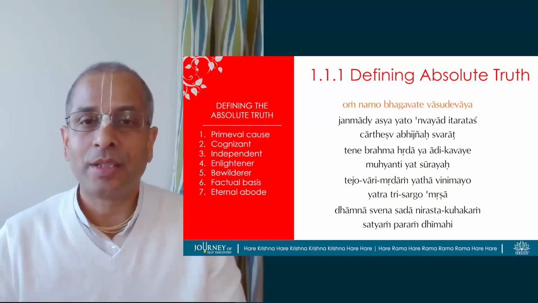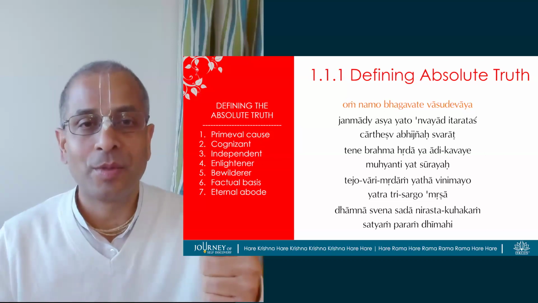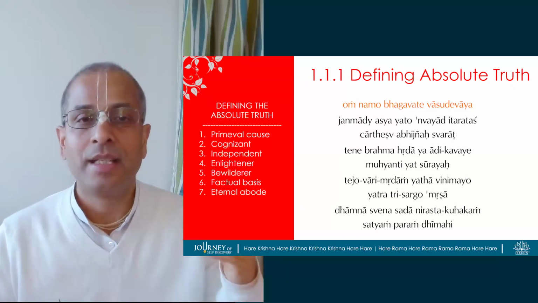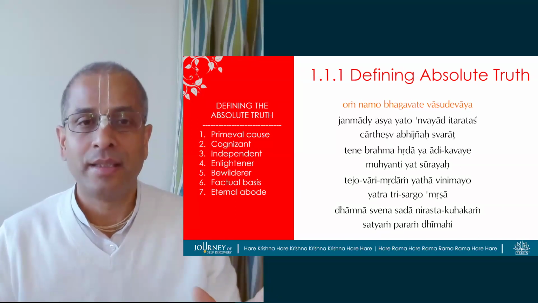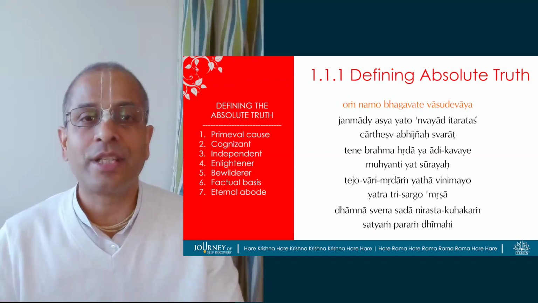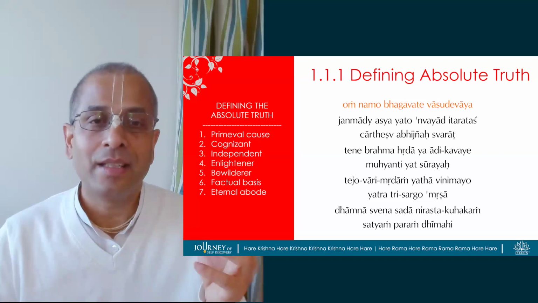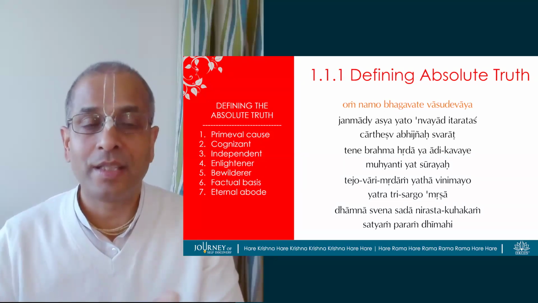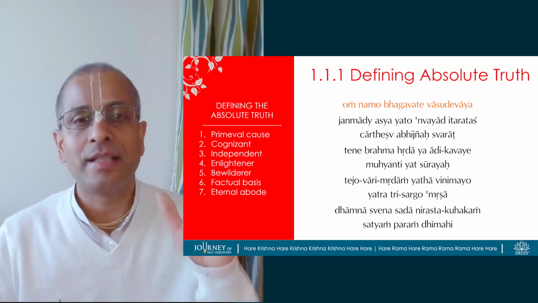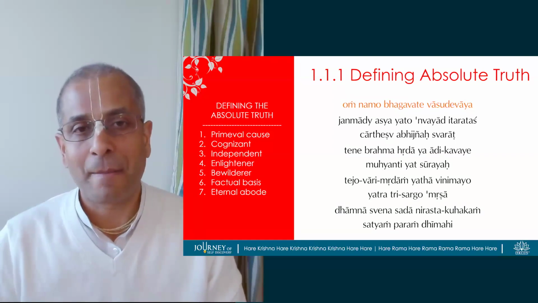So what all did we see about the absolute truth? First of all, Krishna is the absolute truth. Om Namo Bhagavate Vasudevaya. Then we talked about the seven other characteristics: he is the cause of all causes. He is cognizant of everything that is happening here. He is independent, completely a Swarat. Then he is the enlightener; he is actually giving us this knowledge. He is also the bewilderer. And because of him, we think that this material world is factual, so he is the factual basis of everything. And he is in his eternal abode in the spiritual world. All of that is mentioned.